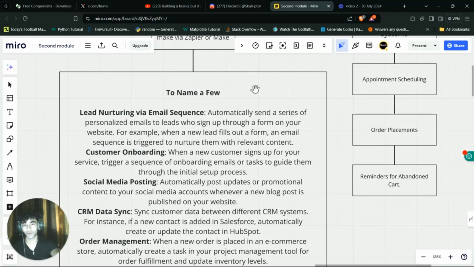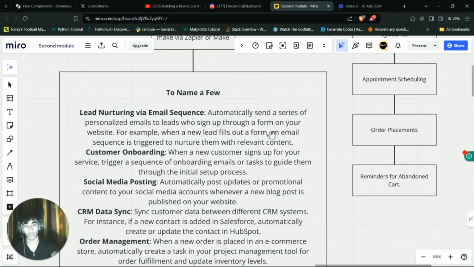First comes in lead nurturing via email sequences. It means automatically sending a set of personalized emails to leads who sign up through a form on your website. For example, when a new lead fills out a form, an email sequence is triggered to nurture them with the relevant content. Now this is pretty vital for your customer retention and a good impression on customer. Now this doesn't just end up making them your eventual buyers, but also gains you a lot more referrals since people go ahead and talk about your business to their friends.